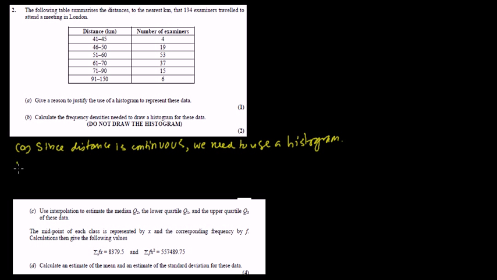That's it. The next question, calculate the frequency densities needed to draw a histogram for these data. Do not draw the histogram. They're very worried that you'll draw the histogram. Please do not draw the histogram. They usually mention this. If you don't have to draw the histogram, people draw it anyway, so they are very worried, and they always mention this in bold capital letters.